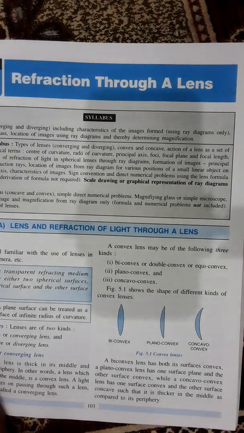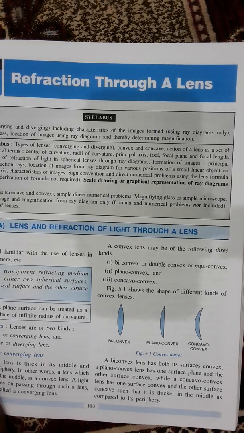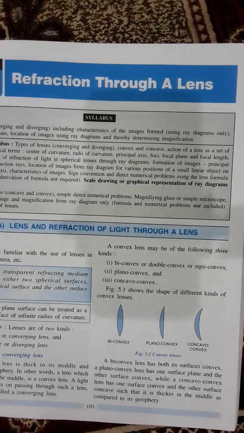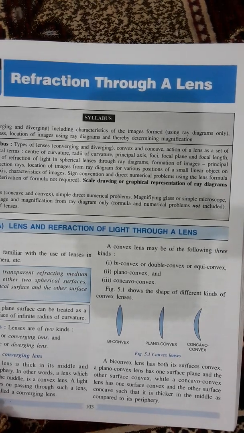We are familiar with the use of lenses in spectacles and cameras to make objects visible. A lens is a transparent and refractive medium bounded by either two spherical surfaces, or one spherical surface and one plane surface. Underline this word, spherical surface.